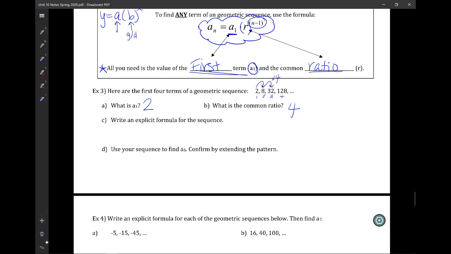Once you know those two things, to write an explicit formula for the sequence, you start with a_n is equal to your initial amount, the value of your first term, times parentheses, common ratio to the n minus 1, and you're done. That's it. That's your answer.